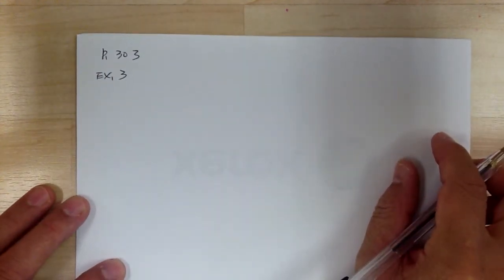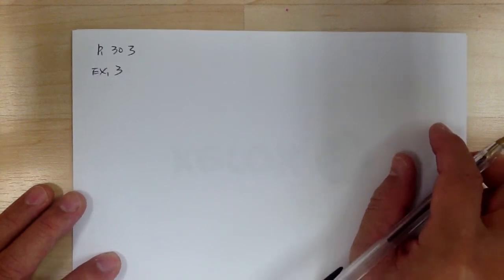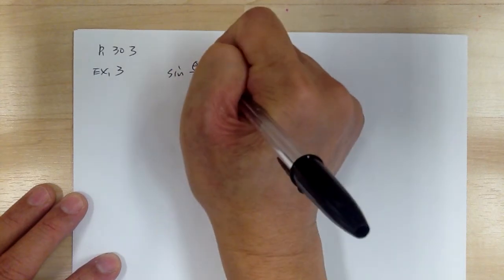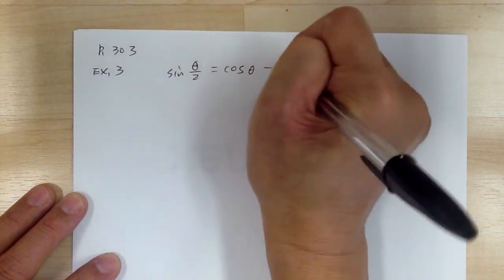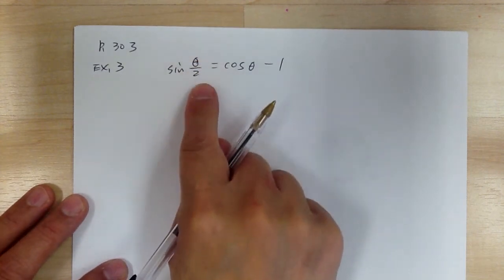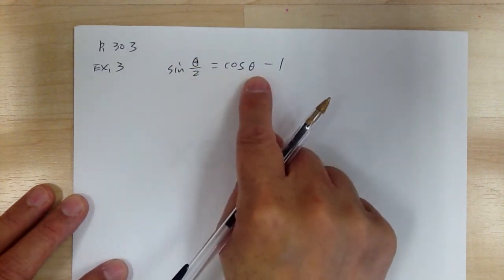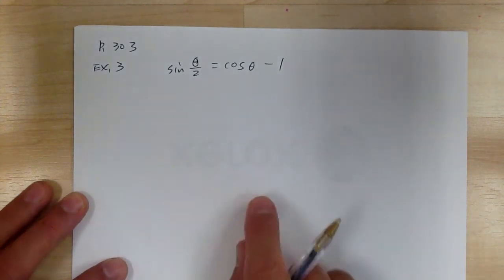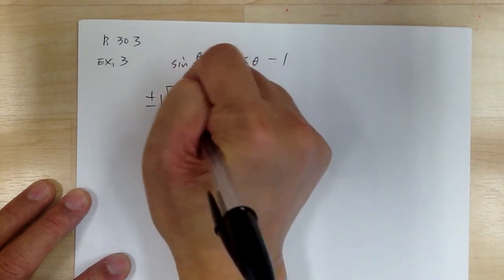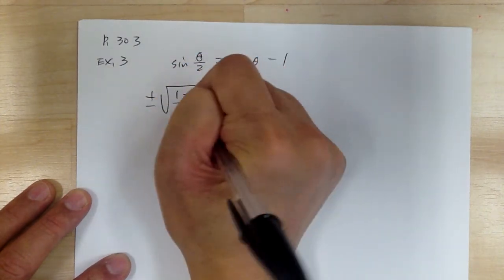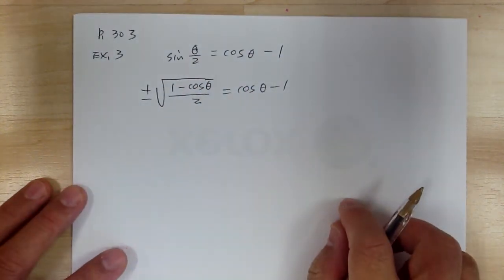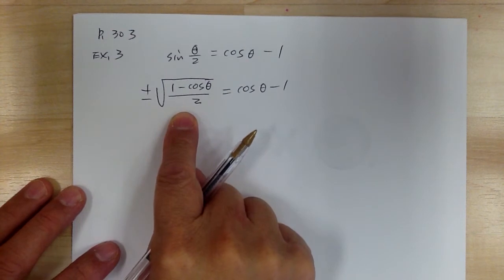Example 3, it says find all solutions exactly in degree measure for sine theta over 2 equal to cosine theta minus 1. So again, this one, the angle is theta over 2. So you have to find a way to make it into theta. So again, you have to use an identity. So sine theta over 2 is plus or minus square root of (1 minus cosine theta) over 2 equal to cosine theta minus 1. But now this is a mess, so you have to find a way to simplify that.